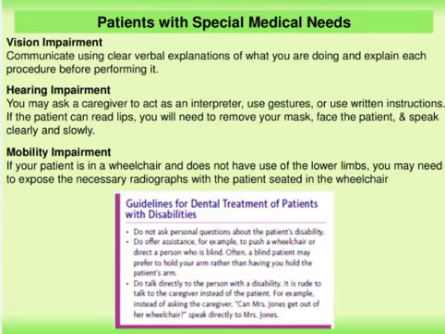For example, instead of asking the caregiver, can Mrs. Jonas get out of the wheelchair, you can speak directly to Mrs. Jonas, asking whether she can come out of the wheelchair and sit on the dental chair. They want to be talked to directly rather than through a caregiver. So if they are able to follow you directly, always give direct instructions and build confidence in the patient.